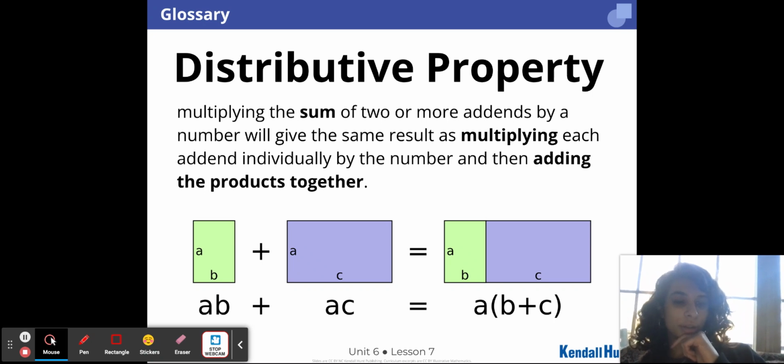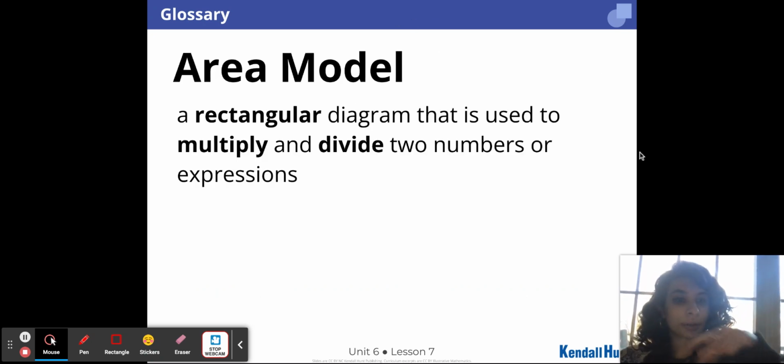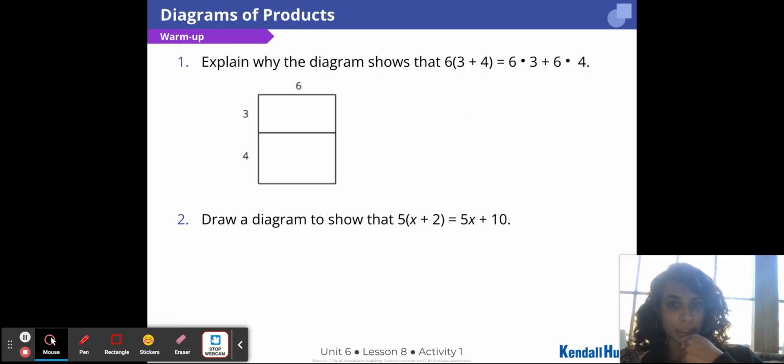And so what you just saw on your last slide was what we call an area model. And so an area model is a rectangular diagram that is used to multiply and divide two numbers or expressions. And so let's take a look at what that represents. And so in the warm-up, I want you to explain why the diagram shows that 6 times 3 plus 4 is the same thing as 6 times 3 plus 6 times 4.